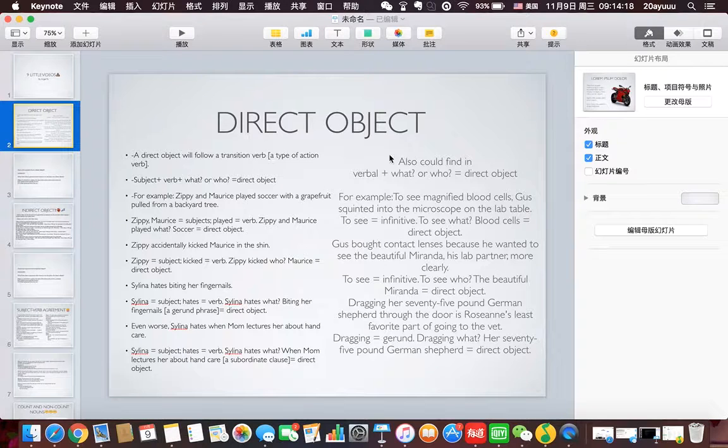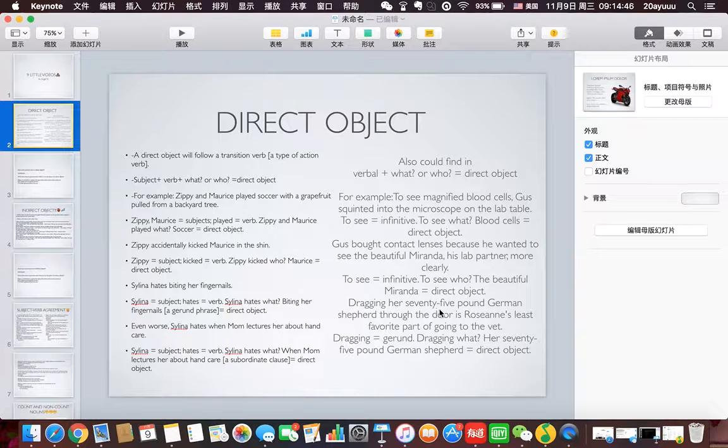Also, we could find an infinitive plus what or who equals direct object in this formula. For example, to see magnificent blood cells, Gus squinted into the microscope on the lab table. To see equals infinitive. To see what? Blood cells equals direct object. Gus bought contact lenses because he wanted to see the beautiful Miranda, his lab partner, more clearly. To see equals the infinitive. To see who? The beautiful Miranda equals the direct object.